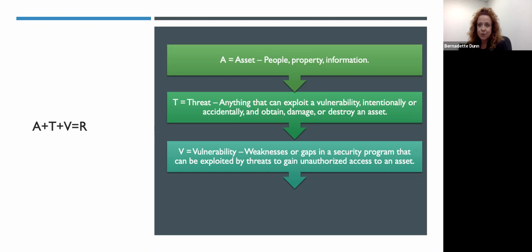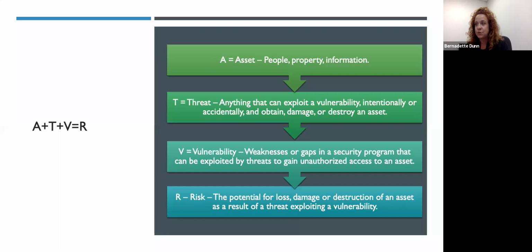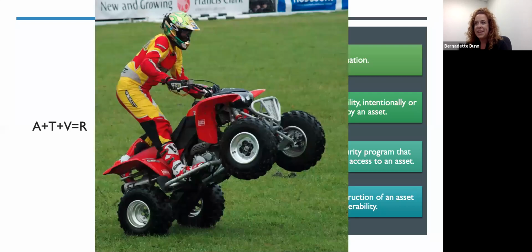So again, using this formula, A plus T plus V then equals R, which is risk. And a risk is the potential for loss, damage, or destruction of that asset, that thing you're trying to protect, as a result of a threat exploiting a vulnerability. It's no question why these terms are commonly mixed up, because as you can see, even by definition, they're used interchangeably. But here you go, ATV.